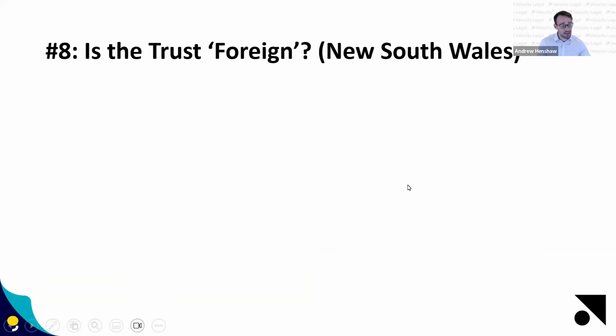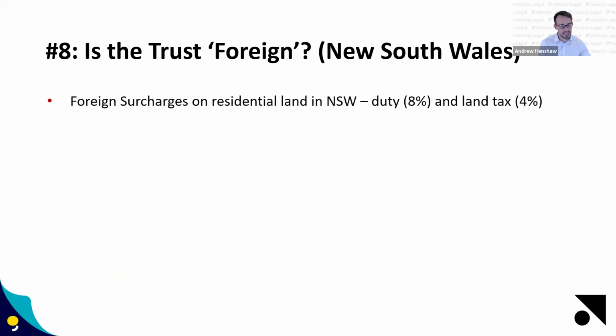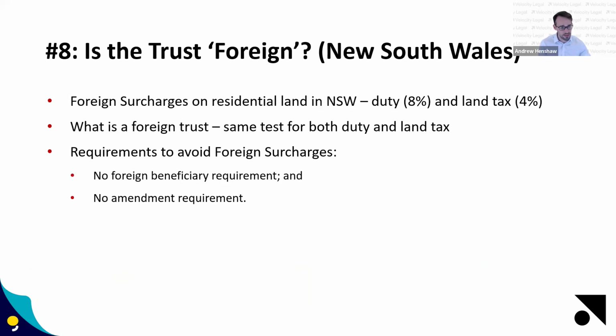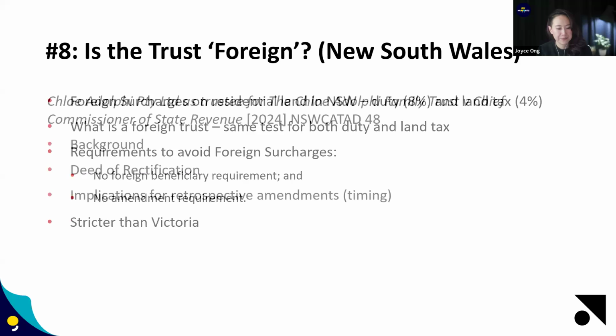If you're in New South Wales, you have these issues again, but the law is different, and essentially it's stricter in New South Wales. If it's residential property in New South Wales, there are two requirements, and they're strict requirements. There has to be no foreign beneficiary at all capable of benefiting. And then on top of that, you cannot amend the deed in any way to allow a foreign person to benefit. So not only do you have to exclude them, you have to make sure it's irrevocable. It's stricter than Victoria.